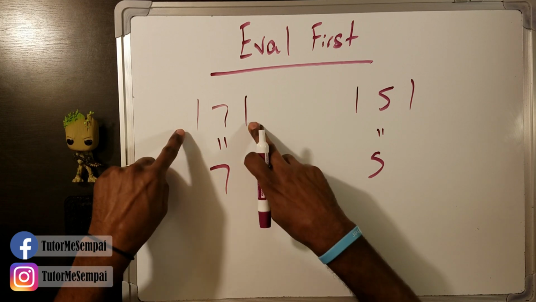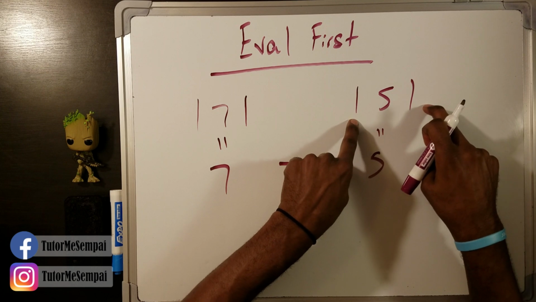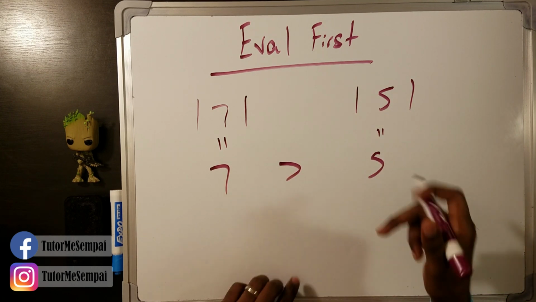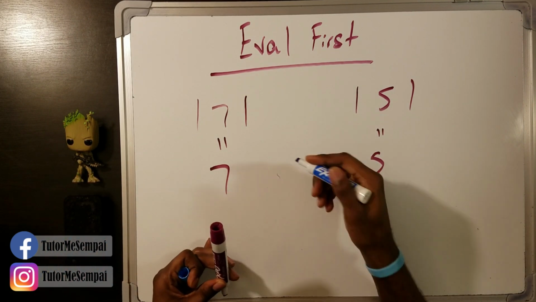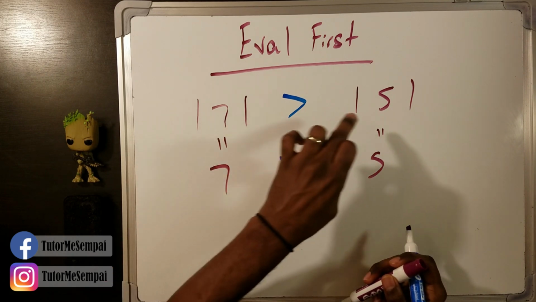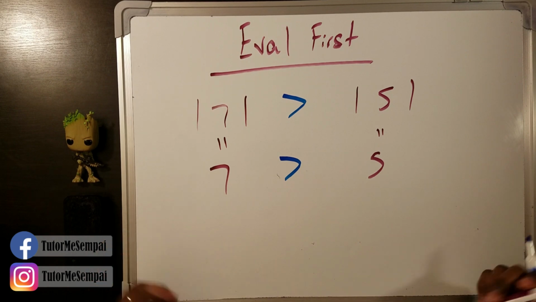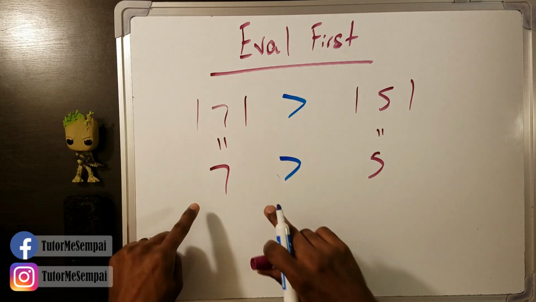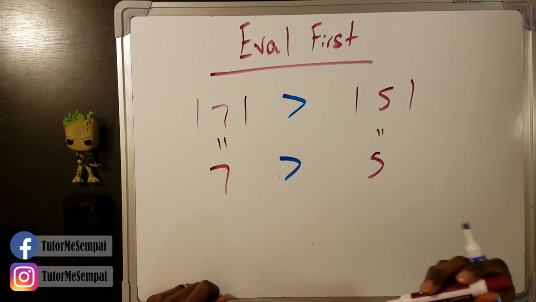All right, well, if the absolute value of 7 equals 7 and the absolute value of 5 equals 5, and we know that 7 is greater than 5, that means we know, I'll use blue here, we know that the absolute value of 7 is going to be greater than the absolute value of 5. So you see the evaluate first method is pretty simple. First you take your absolute value, then you're going to evaluate it, then compare the results. That's all you have to do. Let's look at another example.